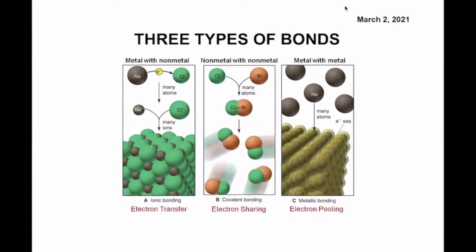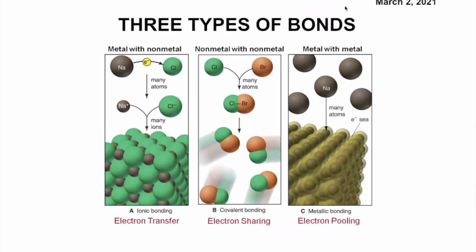Which brings us to the 3 types of bonds. When we have a transfer, or a giving and taking of electrons, that is called ionic bonding, and that typically happens with a metal and a nonmetal. So remember, the metals are below the step and the nonmetals are above the step. When we have a sharing of electrons, that is called covalent bonding, and that typically happens between 2 elements that are both above the step. And if we have a metal with a metal, that is called electron pooling, and that's called metallic bonding. We don't really have to do so much with that in this course, but that would be a metal with a metal, 2 things below the step.